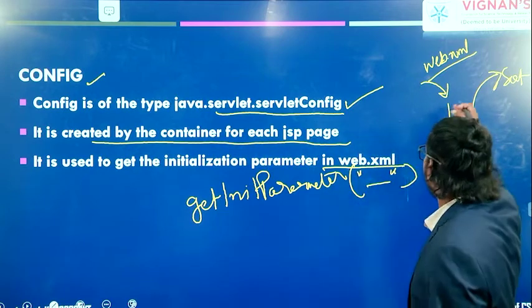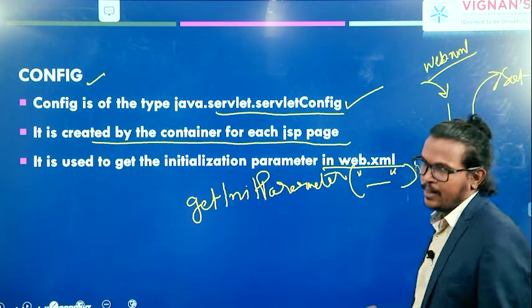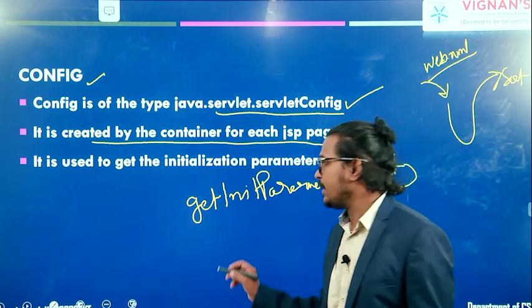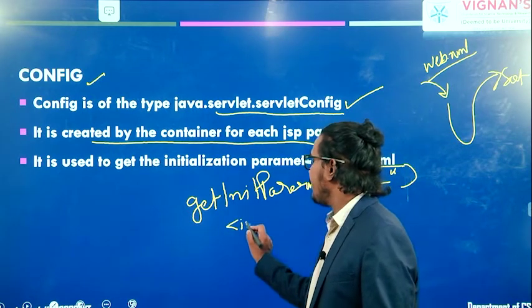In this web.xml only we are initializing the parameter. How are we initializing the parameter? For that we are using init-param.